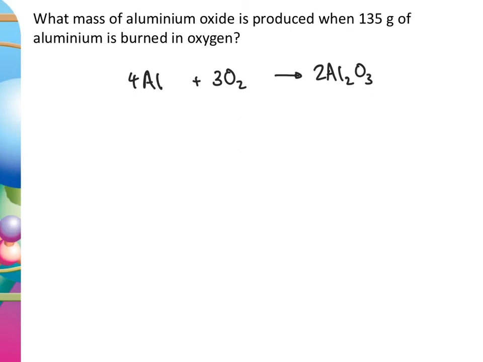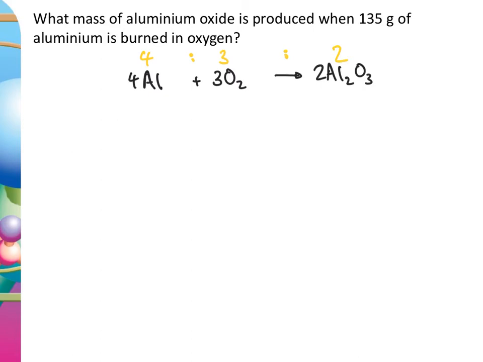So aluminium is just a metal, so it'd just be Al. You needed to remember that oxygen was a diatomic molecule as an element, and you needed to be able to work out the formula of aluminium oxide using the charges that the ions would have. So I'm going to do my ratios. So it's 4 to 3 to 2.